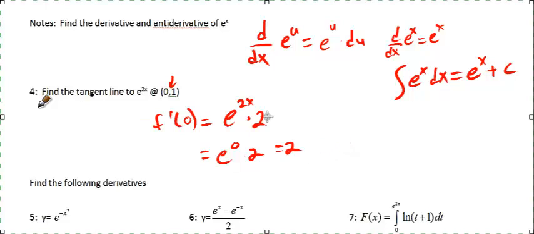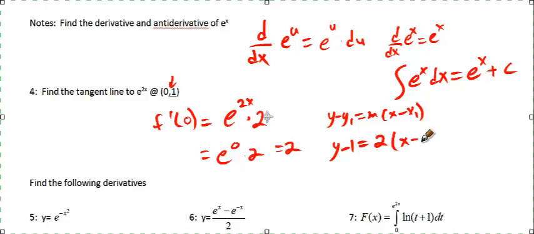If you've forgotten how to write a tangent line, you have your y minus y1 equals our slope times x minus x1. That's our point slope form of a line. So y minus 1 equals our slope, which is 2, times x minus 0. Or y equals 2x plus 1.